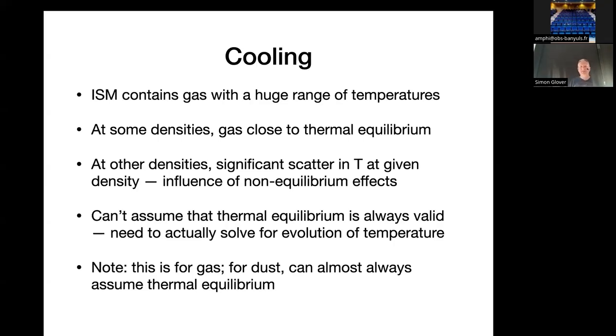And at some densities, we see gas being quite close to thermal equilibrium, but at other densities, we find a lot of scatter in the temperature at a given density. So we can't just assume always that we have a well-defined thermal equilibrium state. Non-equilibrium effects are often important. And so generally, we actually need to solve the evolution of the temperature.